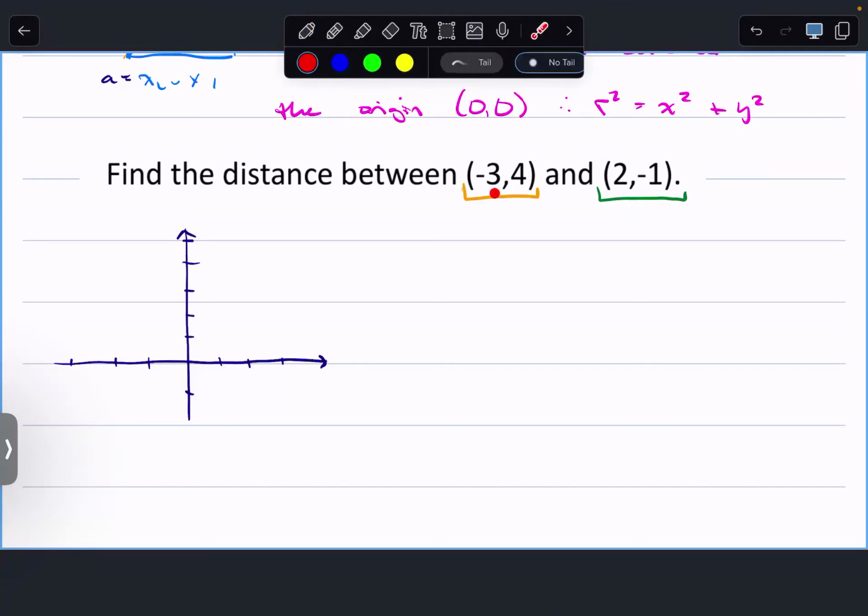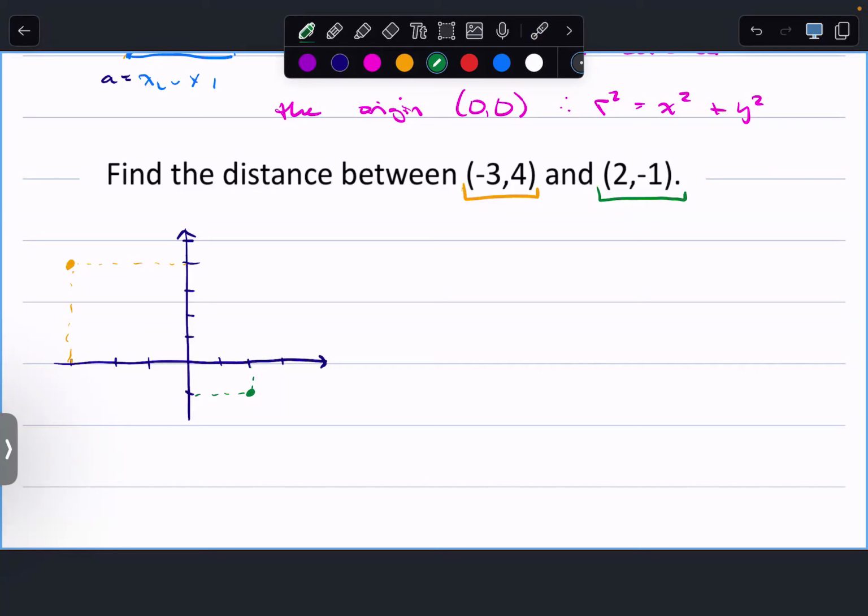X is -3, Y is 4. Okay, so I go -3 for my X. I'll use my pointer. -3 for my X, and then up to 4 for my Y. So that point is roughly there. Not very beautiful, is it? Do the same for the green point. 2, -1, so X is +2 and Y is -1. Puts me somewhere down here.